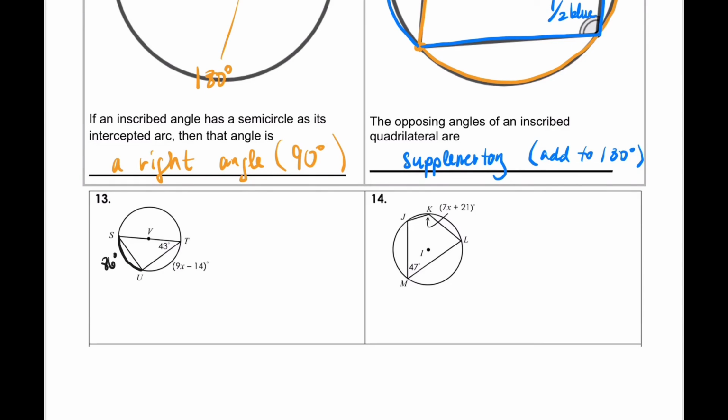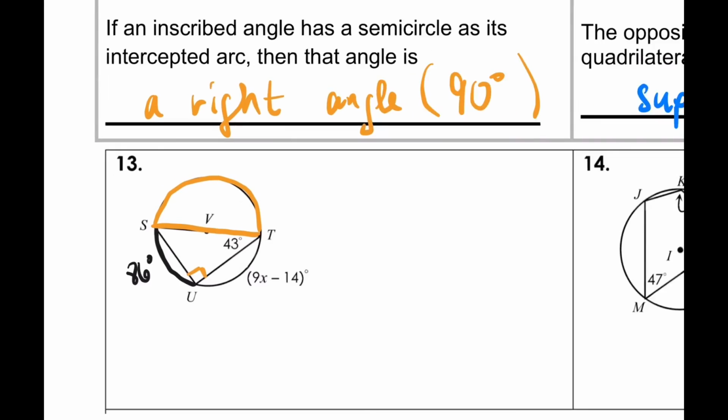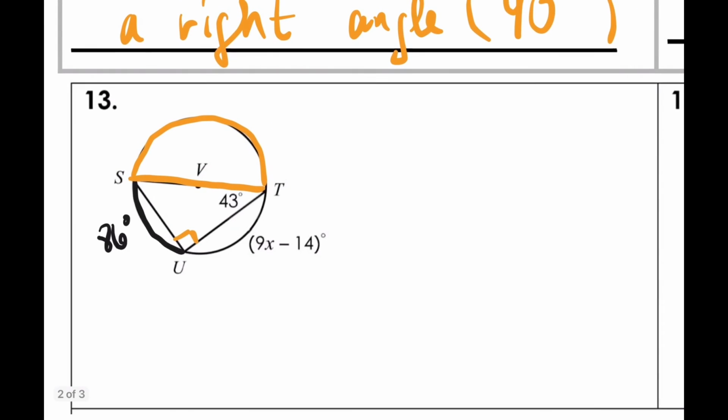Well then, this segment right here, SVT, is a diameter. So that means this angle must be a right angle. If that's a right angle, what do I know about this last angle here? Let me zoom in a little bit. This last angle must be 180 minus 43 minus 90, right? I'm just subtracting both of those angles. So 180 minus 90 is 90, right?